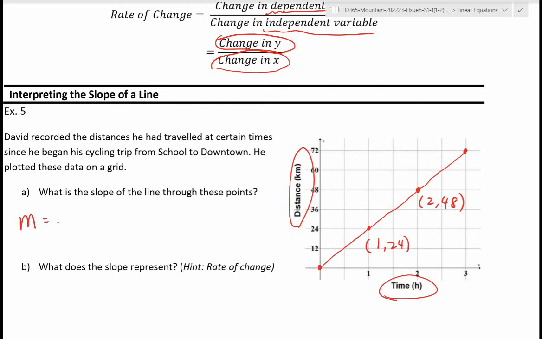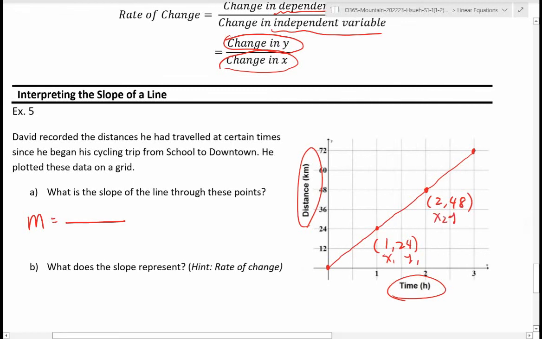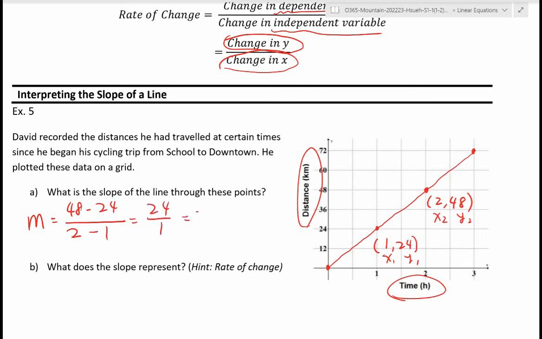So the slope is going to be, again, here's x1, y1, here's x2, y2. Now you might ask, do I have to use these 2 points? Can I use this point instead? Absolutely, you can. You can use any points on the line. It doesn't matter which 2 points you pick, just as long as the points are on the line. So y2 is 48, y1 is 24, x2 is 2, x1 is 1, so you have 24 over 1. So 24. That's part A.